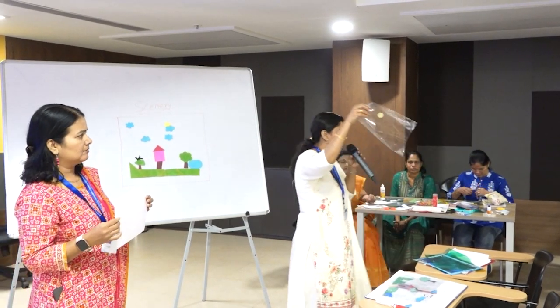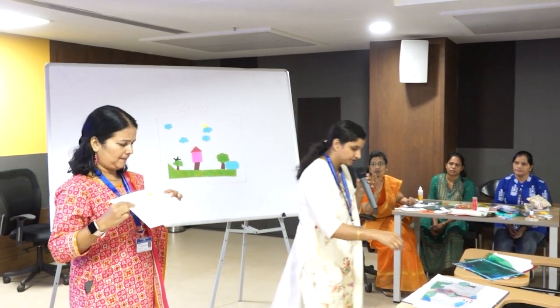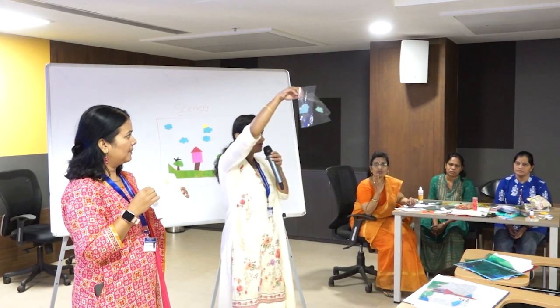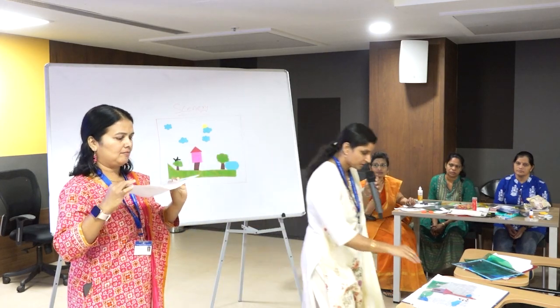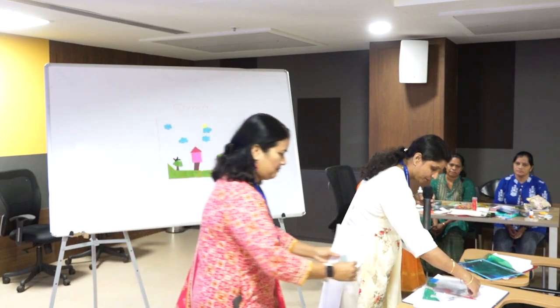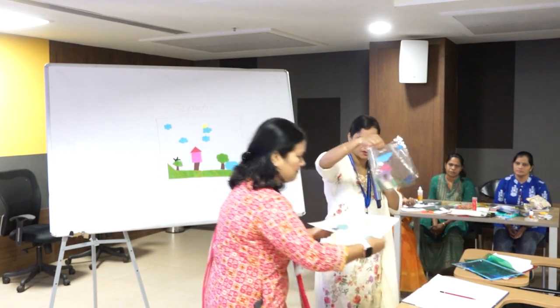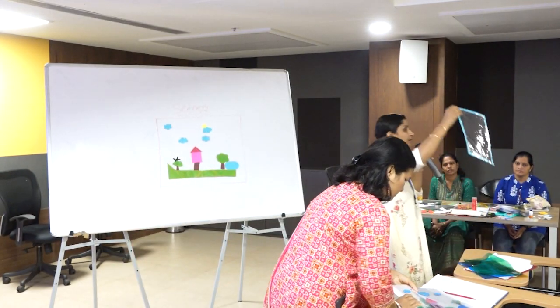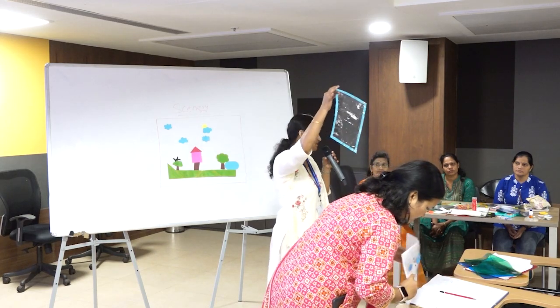Here I have a sun transparency, so I'll place the sun transparency. Next, I'll place a tree transparency. After that, I have some clouds, birds and some grass. So I'll place it on top of it and we complete the scenery by adding a border transparency.